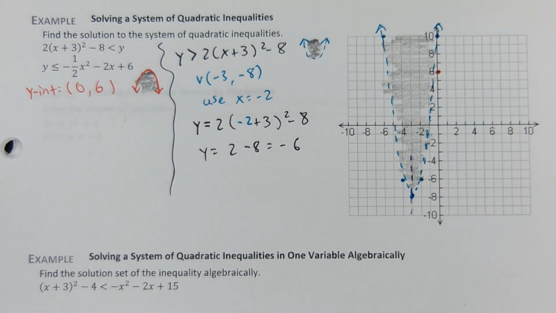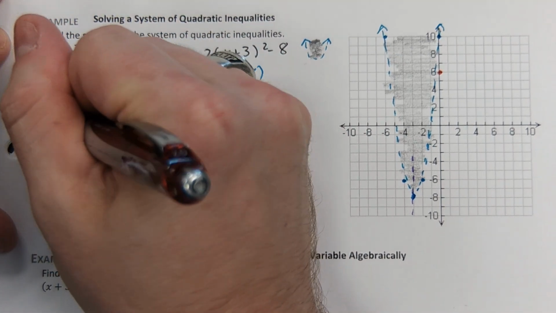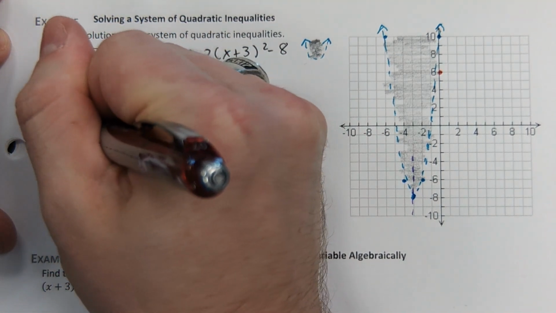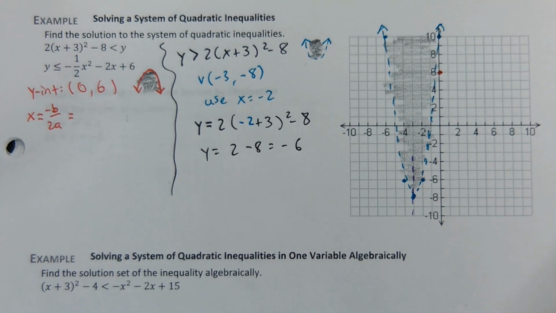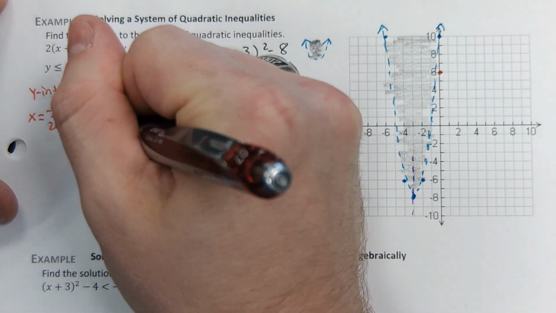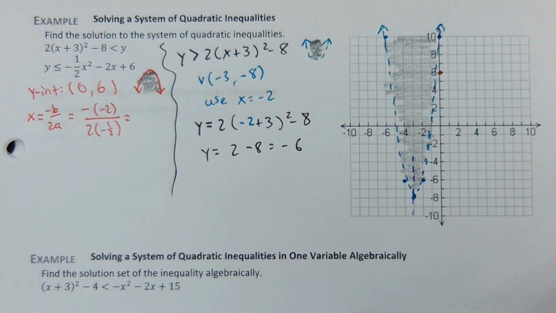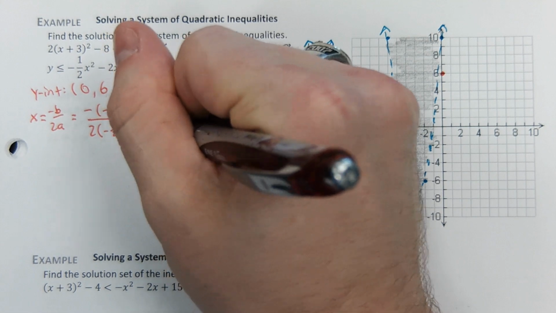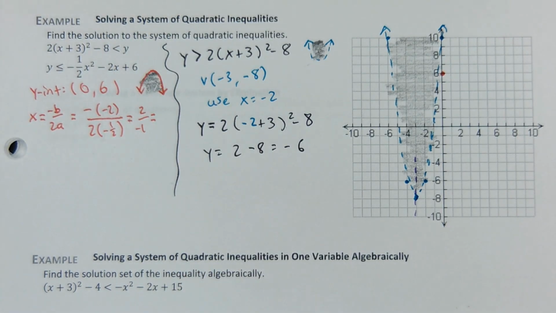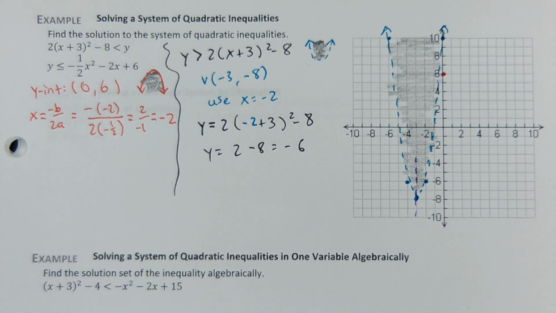Of course, without an axis of symmetry, I can't reflect that over anything. I guess I need the axis of symmetry. Standard form, the axis of symmetry is x equals -b over 2a. So we have negative, our b value was -2. On the bottom, we have 2 times our a value, which is -1/2. Positive 2 over -1. That gives us x equals -2 is our axis of symmetry.